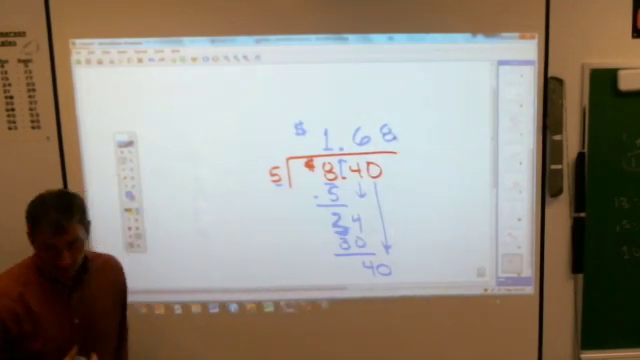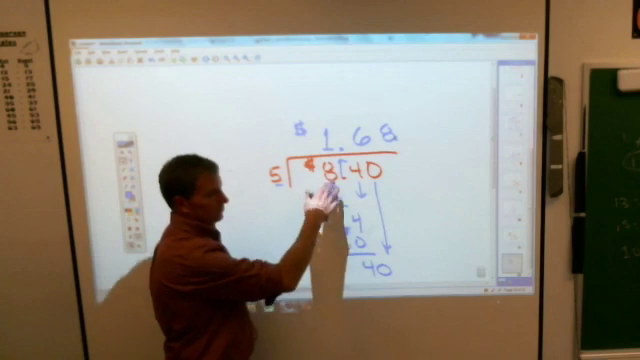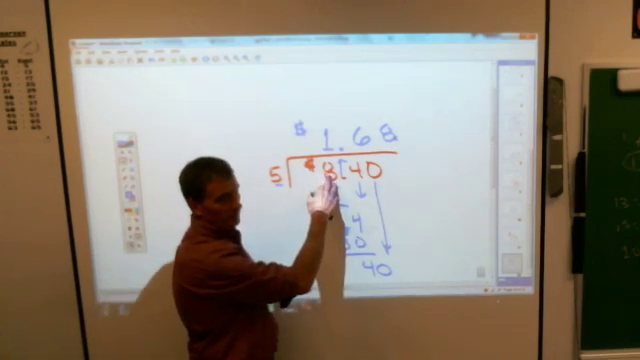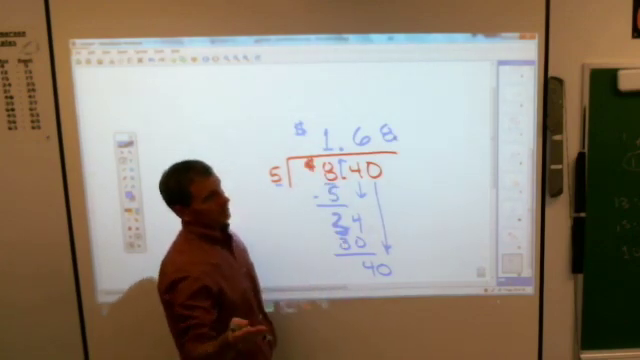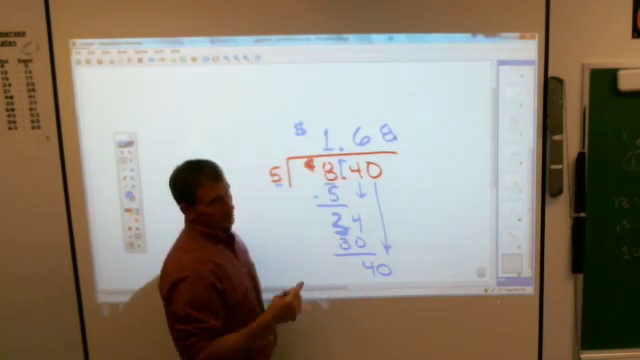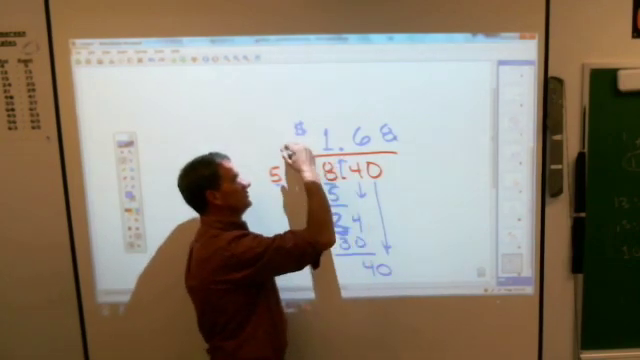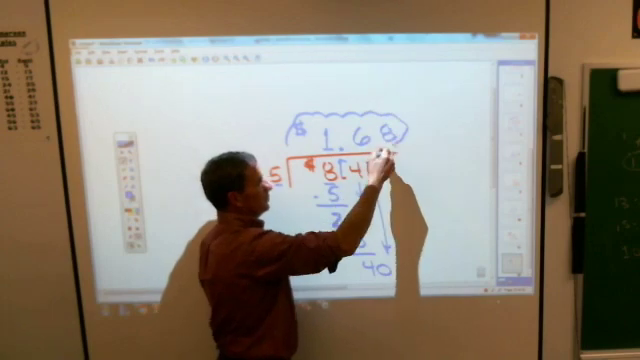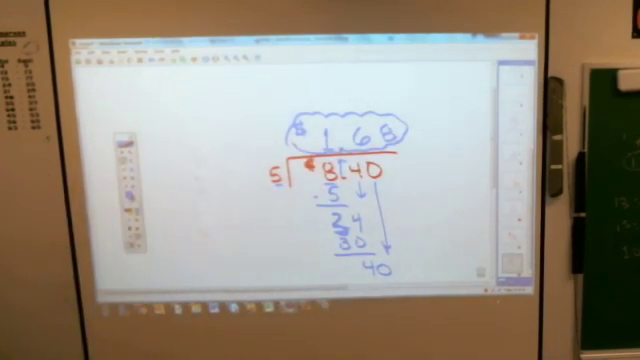Please understand this, ladies and gentlemen. For right now, if you don't get an even answer, if you get a remainder when you're dividing something into dollars, you've probably done something wrong. Because there's no possible way they would give you $1.68 remainder 3. So if they give you a dollar problem and you get a remainder, then ladies and gentlemen, you might want to go back and retrace your steps.